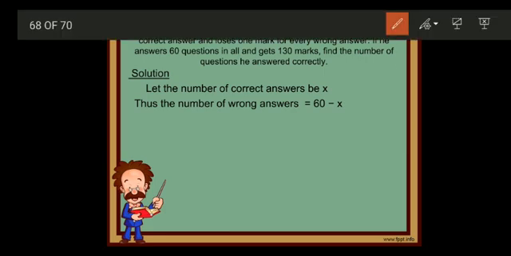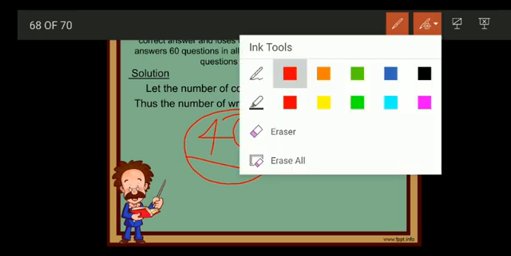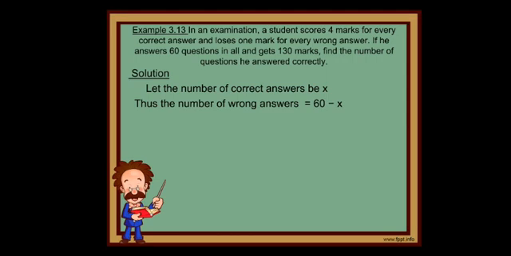Here it is given that for a correct answer, he will get 4 marks. So how many marks will he get for correct answers? 4 into x. And for a wrong answer, he loses 1 mark, that is minus 1. For wrong answers, he will get minus 1 mark. So for 60 minus x, he will get minus 1 into 60 minus x marks. For correct answers, he got 4x marks, and for wrong answers, he will get minus 1 into 60 minus x. And in total, he got 130 marks. So 4x minus 1 into 60 minus x is equal to 130.